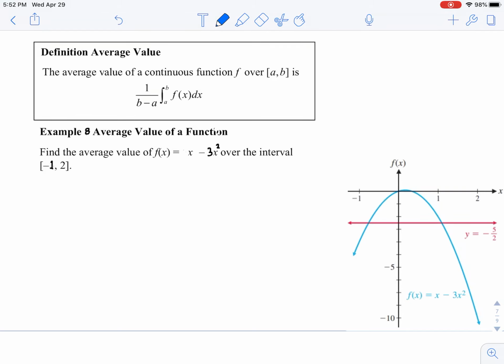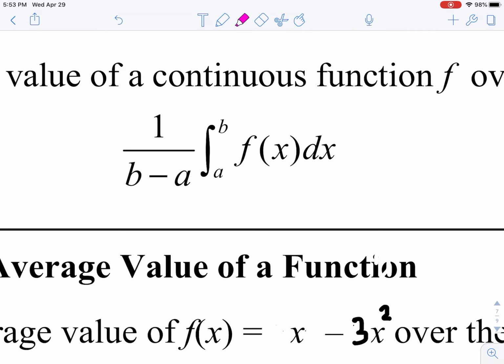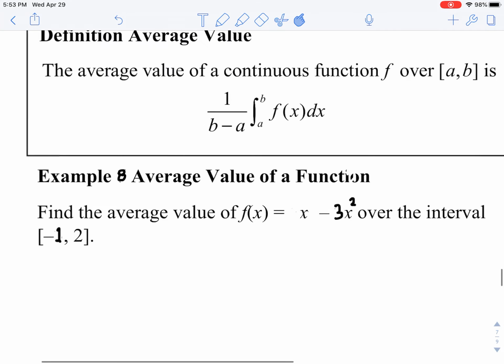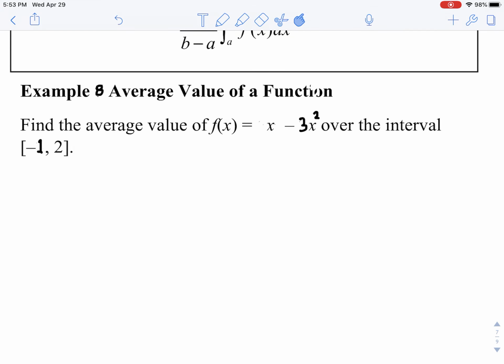Part 3, we deal with an average value of a continuous function over a closed interval. To find that, you take 1 over the difference of the upper and lower limit, and then the definite integral from a to b. So let's look at this example, average value of a function. Find the average value of f of x equals x minus 3x squared over the interval -1 to 2.